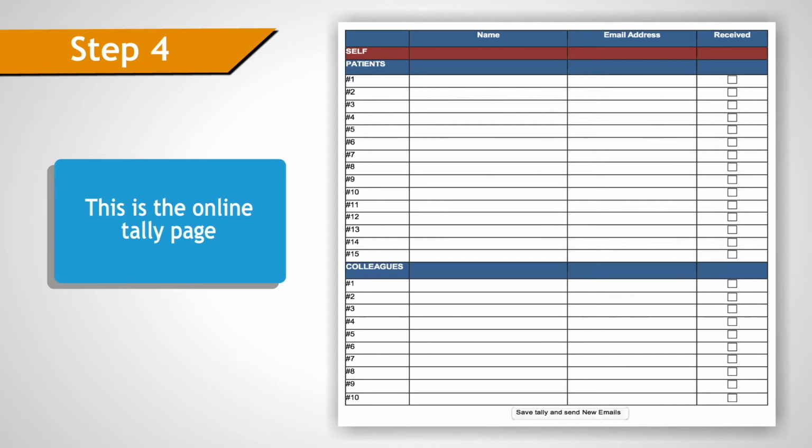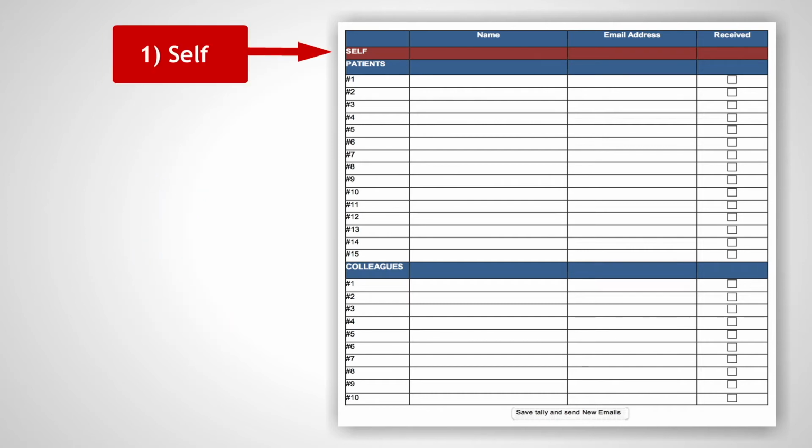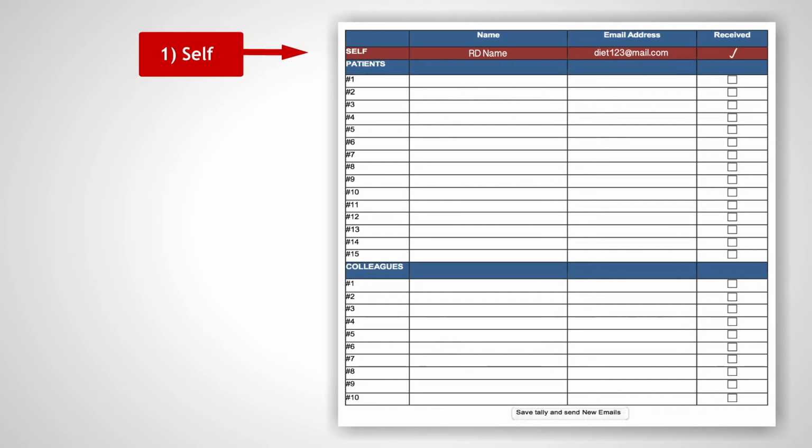The tally page is where you enter your colleague and patient names to whom you have sent surveys. It allows you to keep track of surveys submitted to the college. It is composed of 3 parts. The top red row is for information related to the self-survey. This is where you should enter your email address. When you complete the self-survey and submit it, a checkmark will indicate when it has been received.